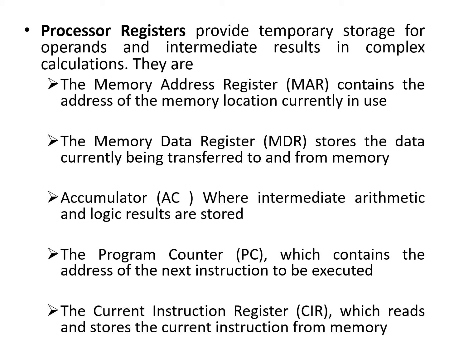An accumulator is where the intermediate results are stored. Then next is the program counter, which contains the address of the next instruction to be executed. And then the current instruction register reads and stores the current instruction from the memory. That sequence will be explained in the next slide.